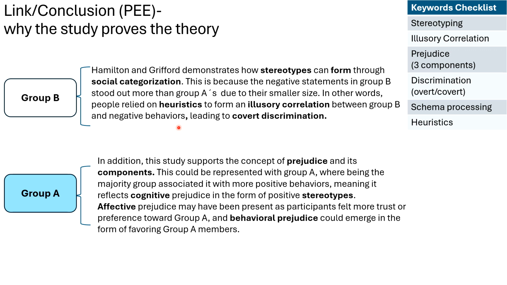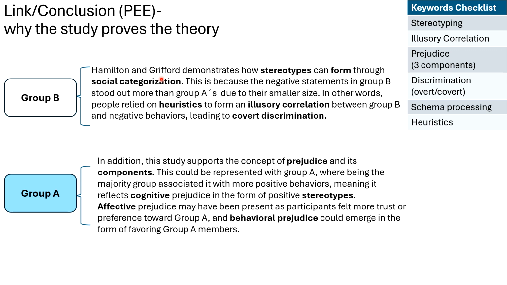I'm not sure why that's not there. So this is the hardest paragraph, I would say. So we're looking at a point, evidence, and an explanation for the different conditions, or groups in this case. So there's group B and group A, okay? So we're going to try and mention all of the keywords while giving our explanations. So we're applying the keywords to the study.